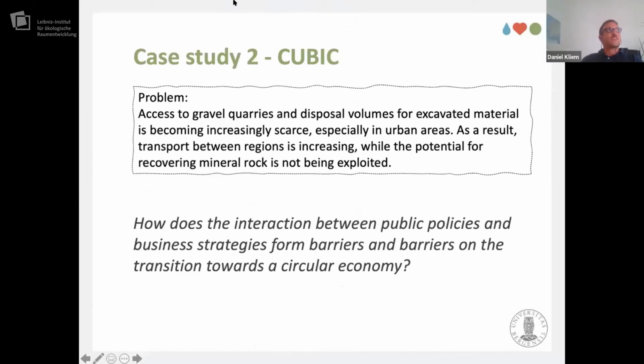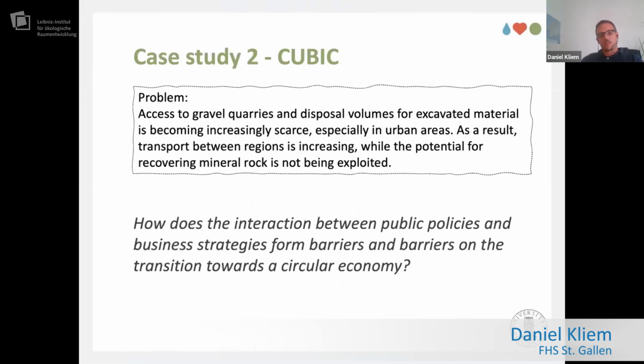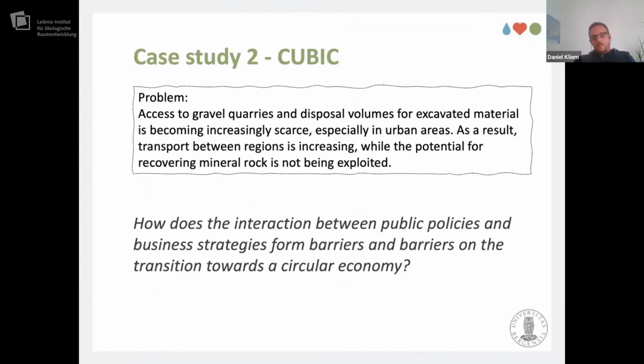Exactly. So what I'll be talking about is the Cubic project, where we looked at the construction material industry in Switzerland and their transition towards a more circular, sustainable economy. Pretty much 3 years ago, we started the process. Same as Birgit, we got together a group of people that represent relevant stakeholders in our system of interest. They ranged from industry representatives, for example, construction companies who mine gravel, recycling companies, environmental agencies, NGOs. So pretty much everyone who has a say in the system or is impacted by the system.